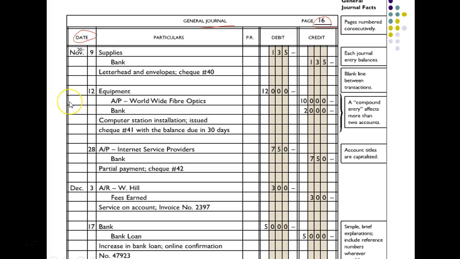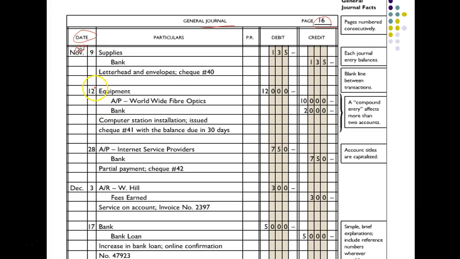And I want you to notice a few things about the date. First of all, we record the date. The first thing we record on the date is the year. So we're going to put 2015 as our date. And then we're going to put the month. And then in the second column, we're going to put the day. Now notice, this transaction happened on November the 9th.